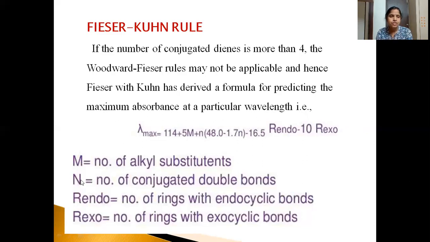Then what is n? Actually, it should be a small n here. It is the number of conjugated double bonds. R endo means the number of rings with endocyclic double bonds, and R exo is the number of rings with exocyclic double bonds. Endo here means endocyclic, and exo is for exocyclic bonds. By taking this formula, we can calculate the lambda max of polyenes.